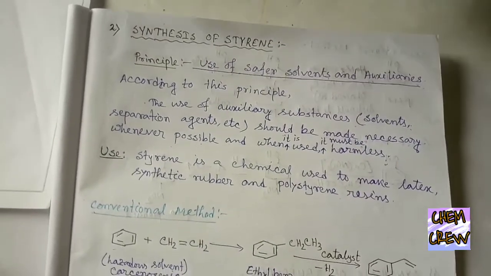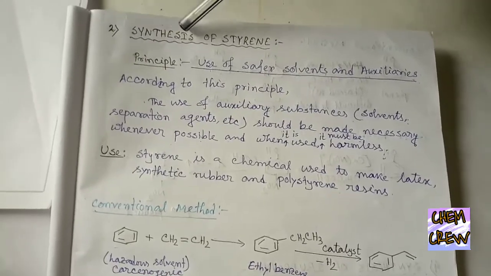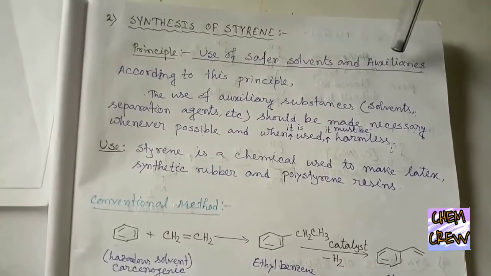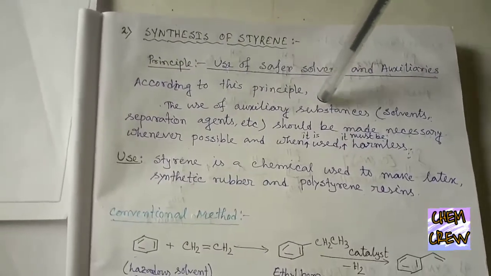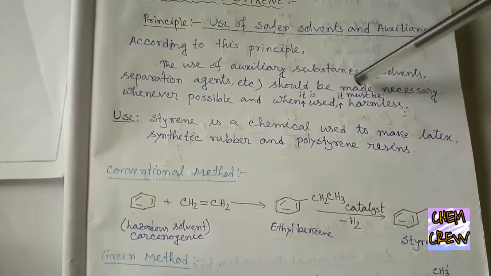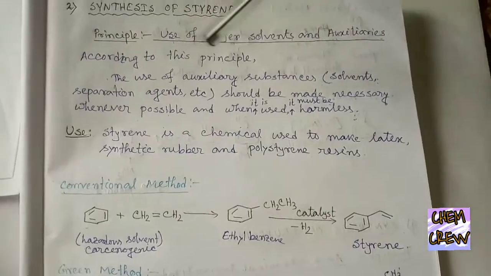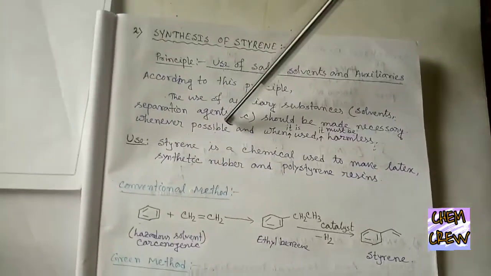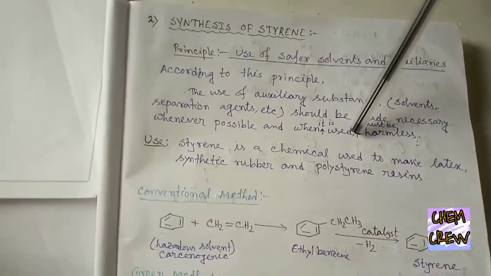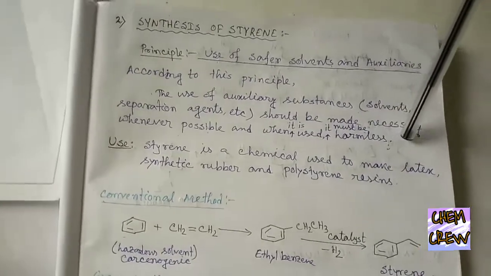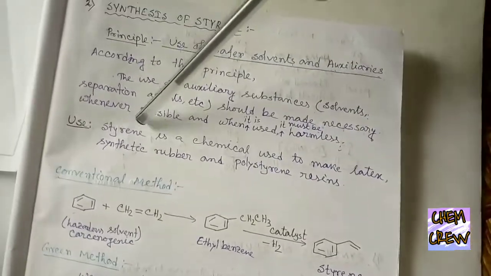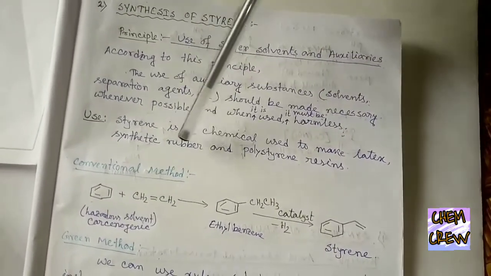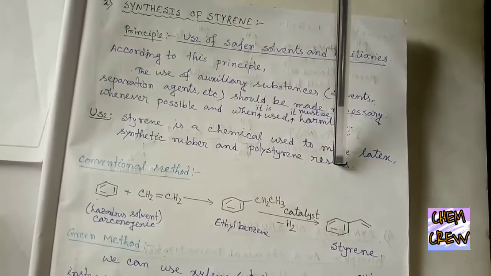Now come to the second application, synthesis of styrene. It is under the principle use of safer solvents and auxiliaries. According to this principle, the use of auxiliary substances like solvents, separation agents, etc. should be made unnecessary whenever possible, and when it is used, it must be harmless. Uses of styrene: styrene is a chemical used to make latex, synthetic rubber, and polystyrene resins.